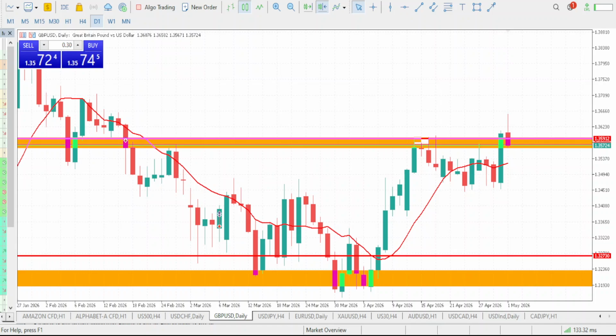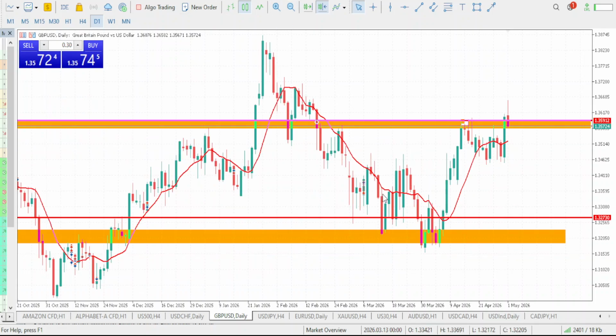Now, guys, if you take a look at this right here on our GBPUSD, before you take a trade, there are two rules you must follow. The first rule is you need to know your trend. The second rule is trade with the trend. Like I said, first, you need to know your trend. Second, you need to trade with the trend.